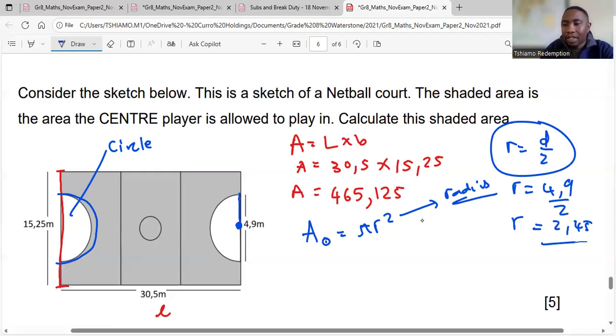2,45. This is the radius, guys. Now, how are we going to solve it now? Area is pi times the radius, which is 2,45, squared. Do you understand what I did? I'm substituting in the place of r the value of the radius. And then you press that whole thing on a calculator.